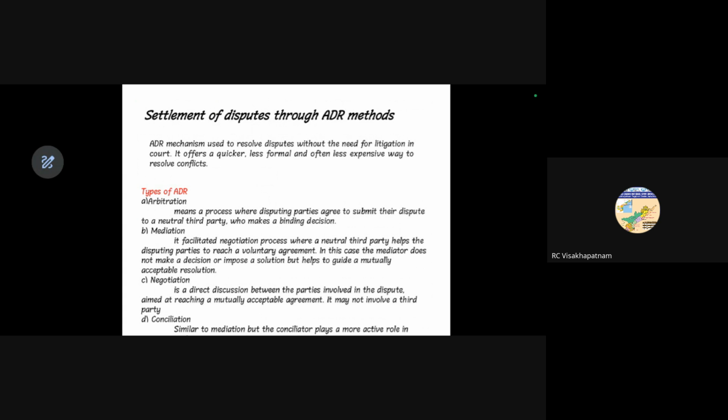Negotiation is a direct discussion between the parties involved in the dispute, aimed at reaching a mutually acceptable agreement. Sometimes it may not have a third party also. What about conciliation? Conciliation is another form of mediation where the conciliator plays a more active role in proposing a solution.